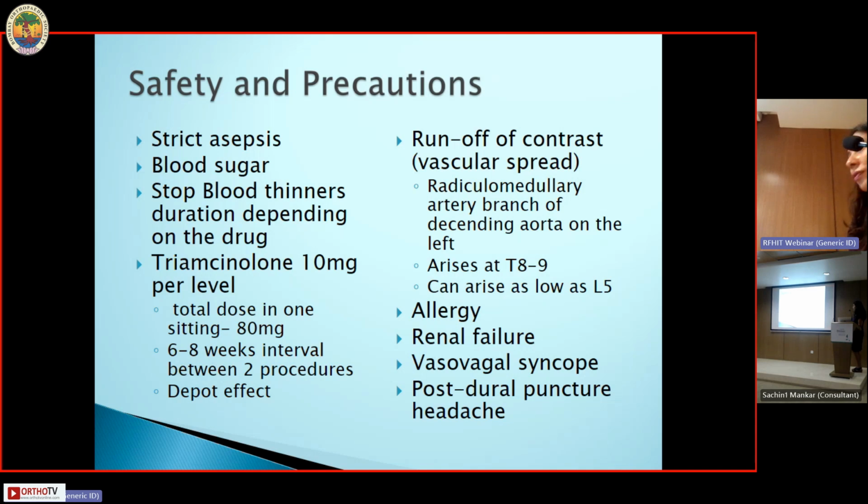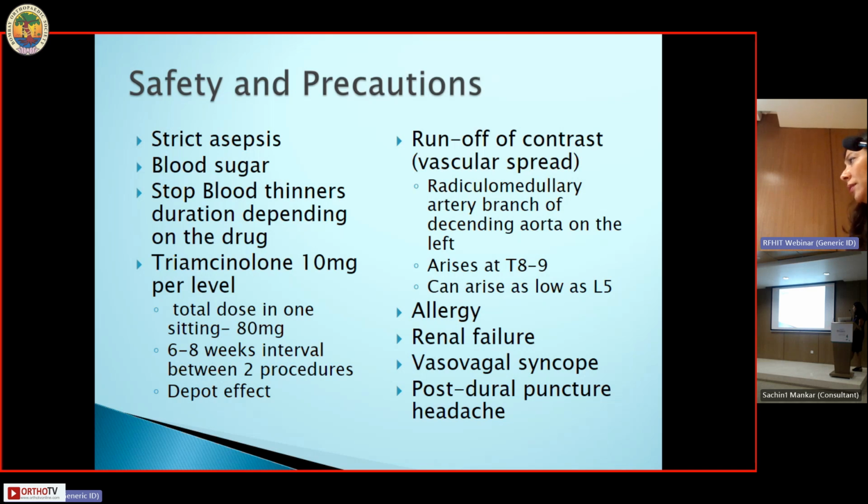When you see runoff of contrast, you should worry about it, and you should do continuous live fluoroscopy imaging at that time, just so that you are avoiding the radiculomedullary artery, that is the artery of Adamkiewicz. Usually it arises at T8 to T9, but it can be as low as L5.